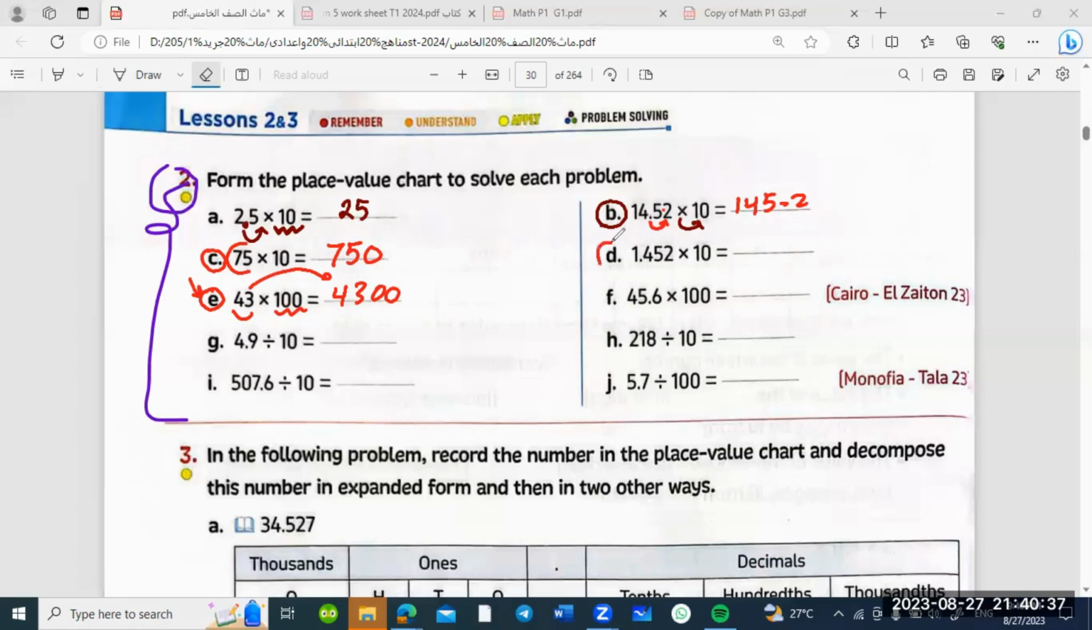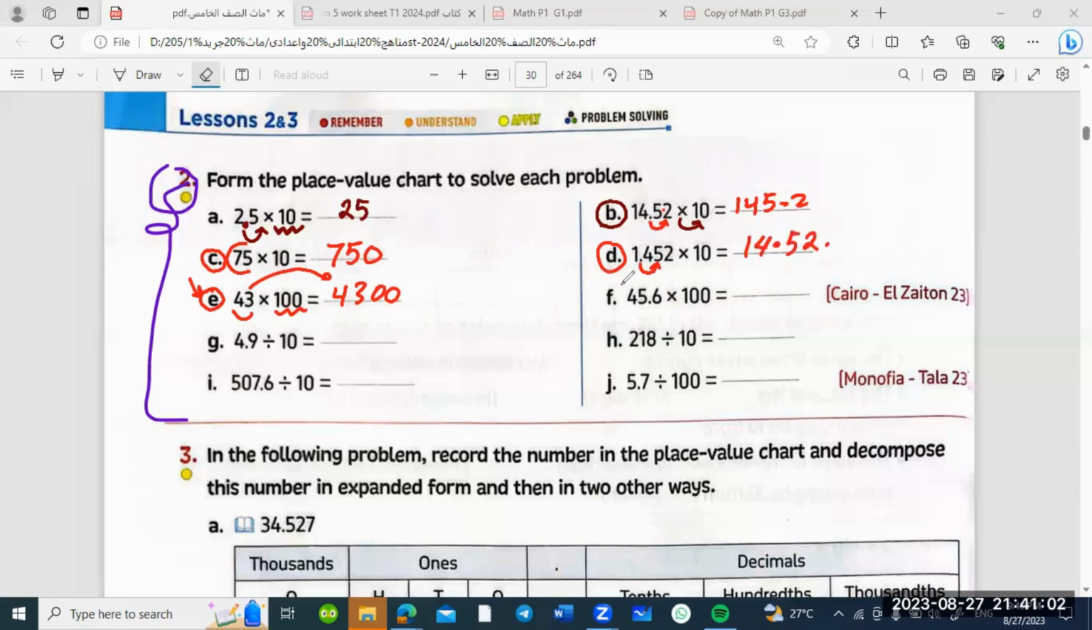Look at D first, because I wanted to finish all the multiplying and then we will move on to dividing. 1.452 multiplied by 10. Take the point and move it between the 4 and the 5. So it will be 14.52.